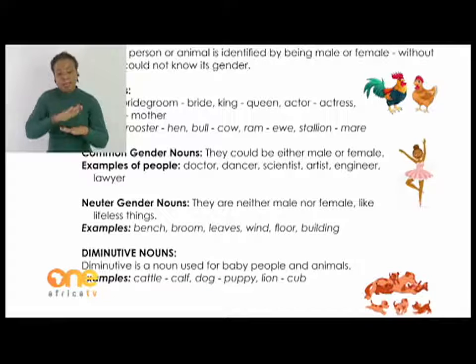For example, cattle. The young one of cattle is a calf. The young one of a dog is a puppy. The young one of a lion is a cub. We can go on and on and on listing the adult animals and their young ones.